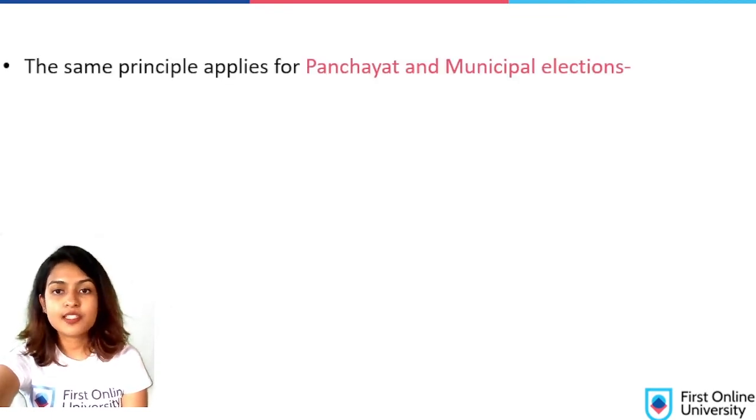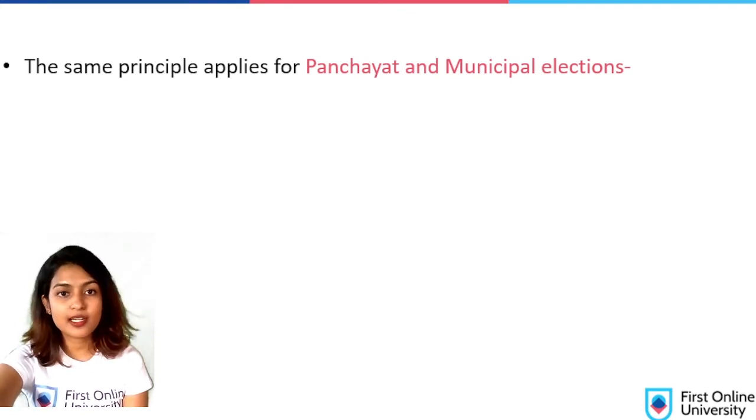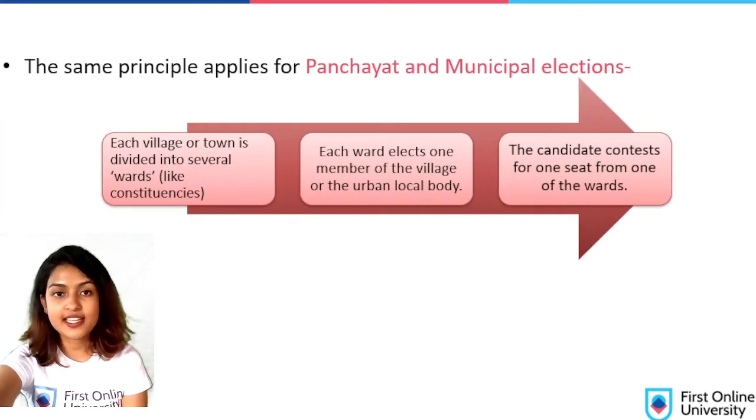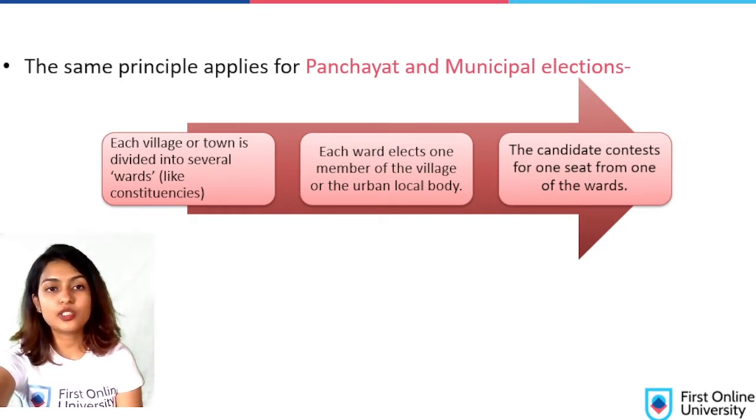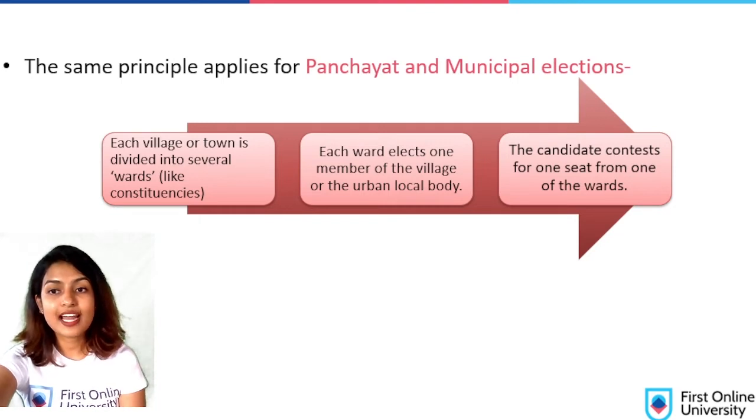Further, the same principle applies for Panchayat and municipal elections. That is, local representation in the Panchayat and municipal areas of our districts. The same kind of election process takes place. Let's see how that happens. Each village or town is divided into several wards. Just like constituencies, they are called wards here. Each ward elects one member of the village or the urban local body. The candidate contests for one seat from one of the wards, just like one candidate goes from one constituency, it's one candidate for one ward.